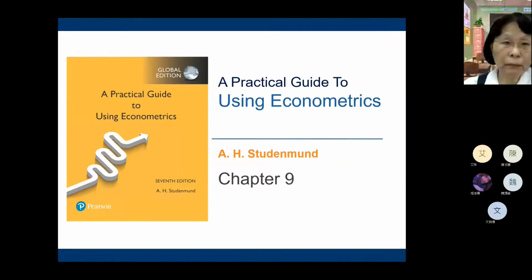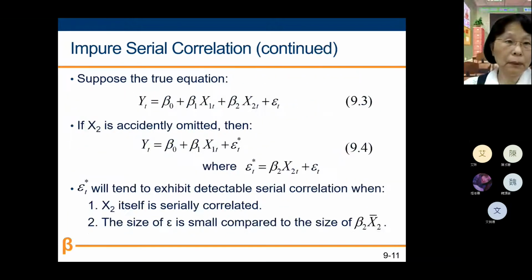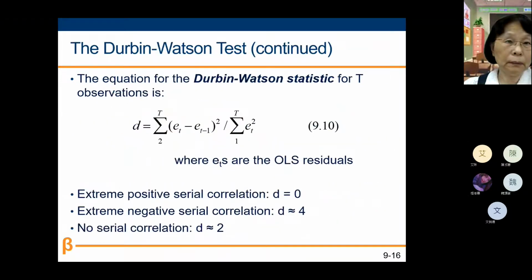All right, this is what we call the Durbin-Watson test. You need to calculate and understand the Durbin-Watson statistic, which is equation 9.10 from our textbook. Okay, and the formula is like this. And I'd like to explain a little bit about the range of the D, I mean this Durbin-Watson statistic D.